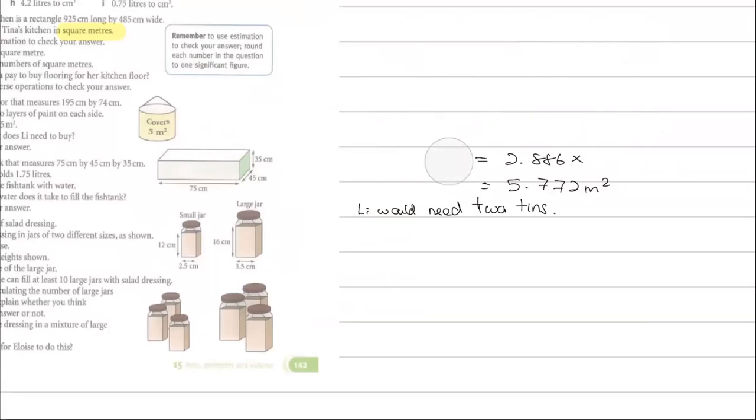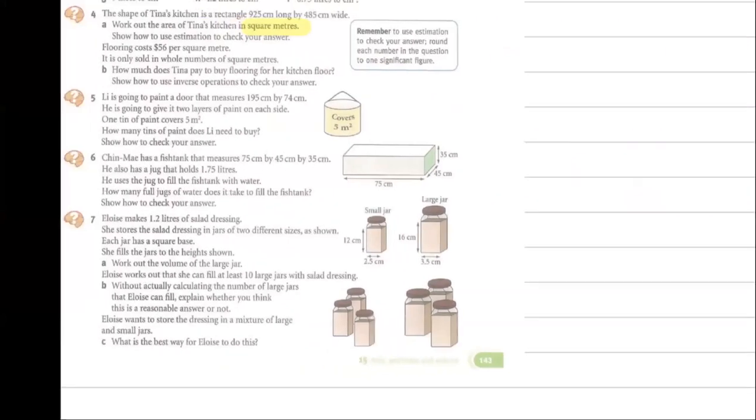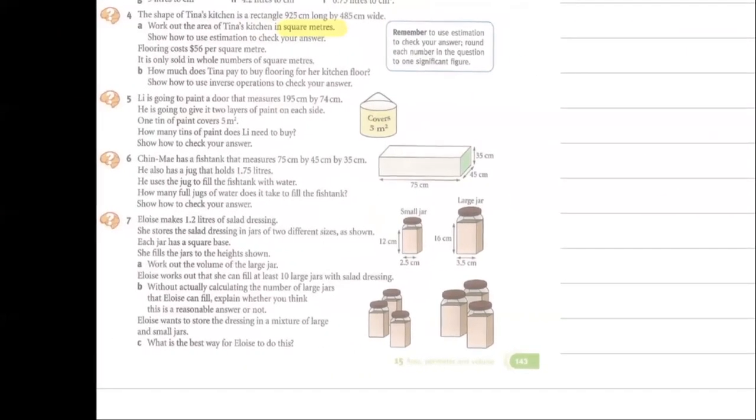Now let's look at number 6. Chinmay has a fish tank that measures 75 by 45 by 35. He also has a jug that holds 1.75 liters. He uses the jug to fill the fish tank with water. How many full jugs of water does it take to fill the fish tank? Show how you check your answer.